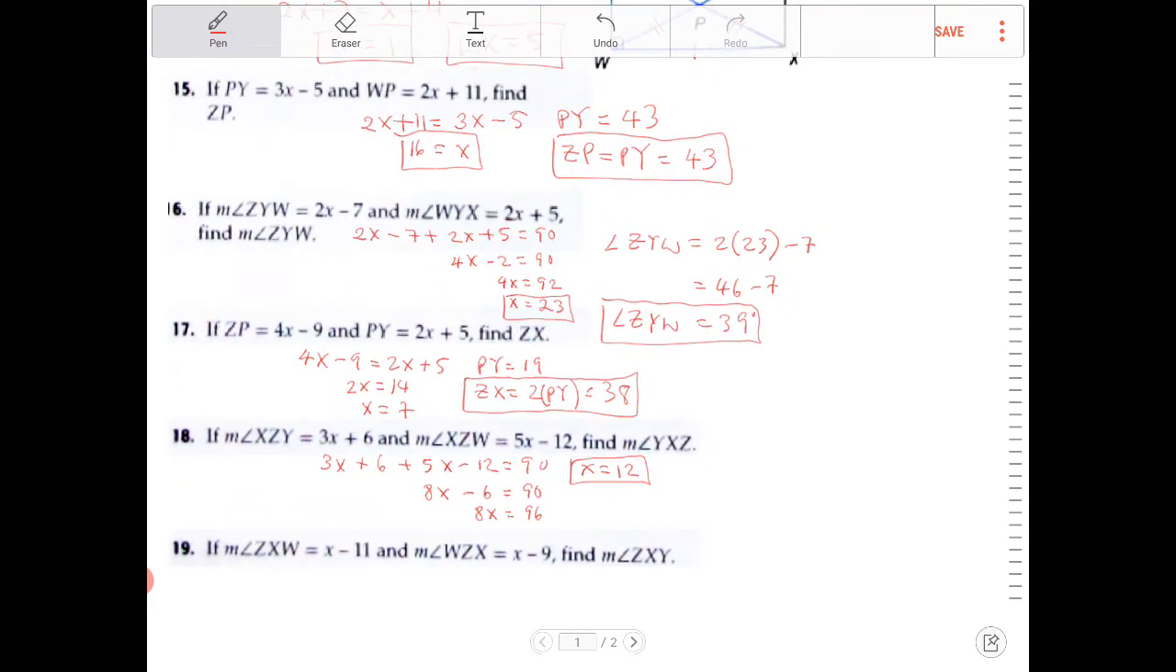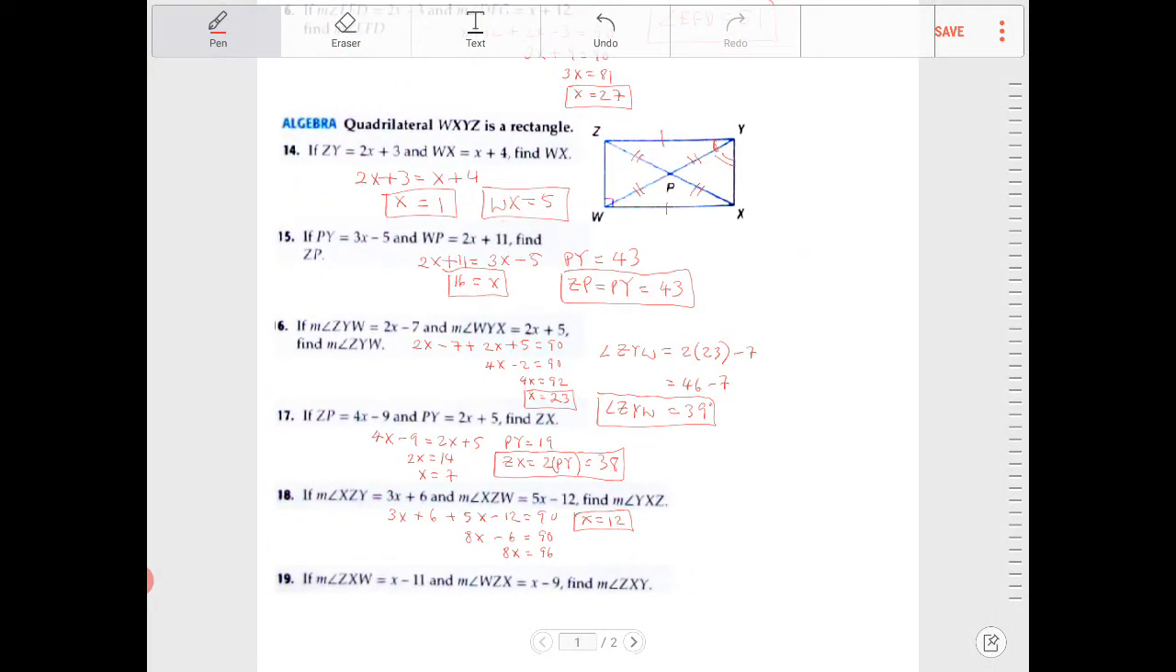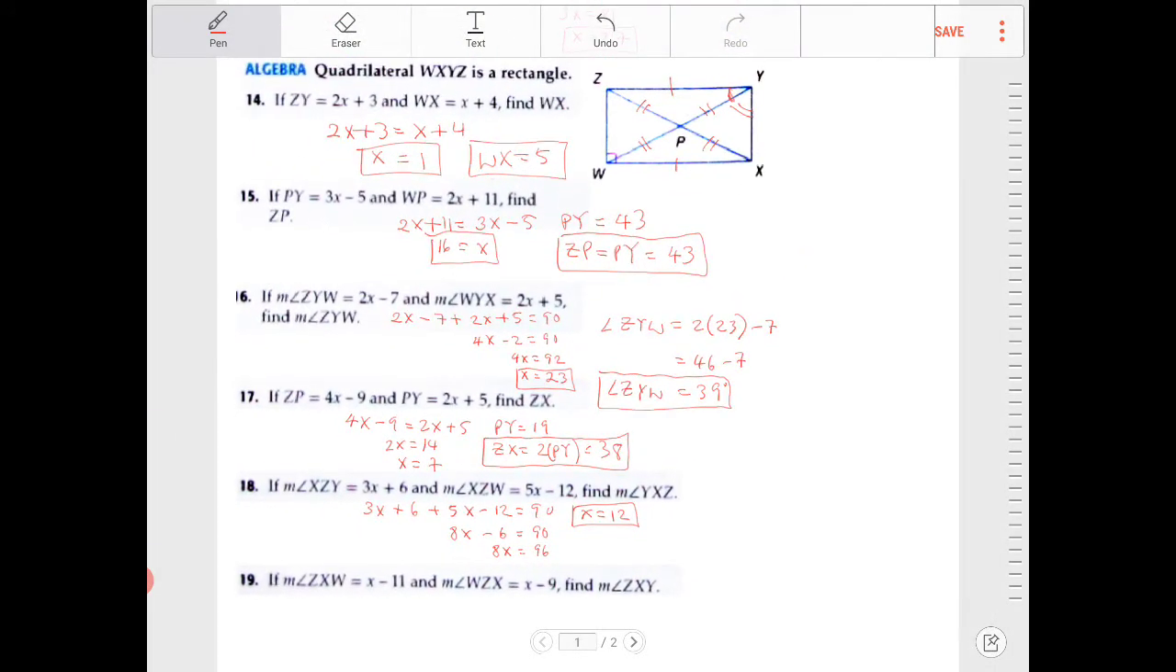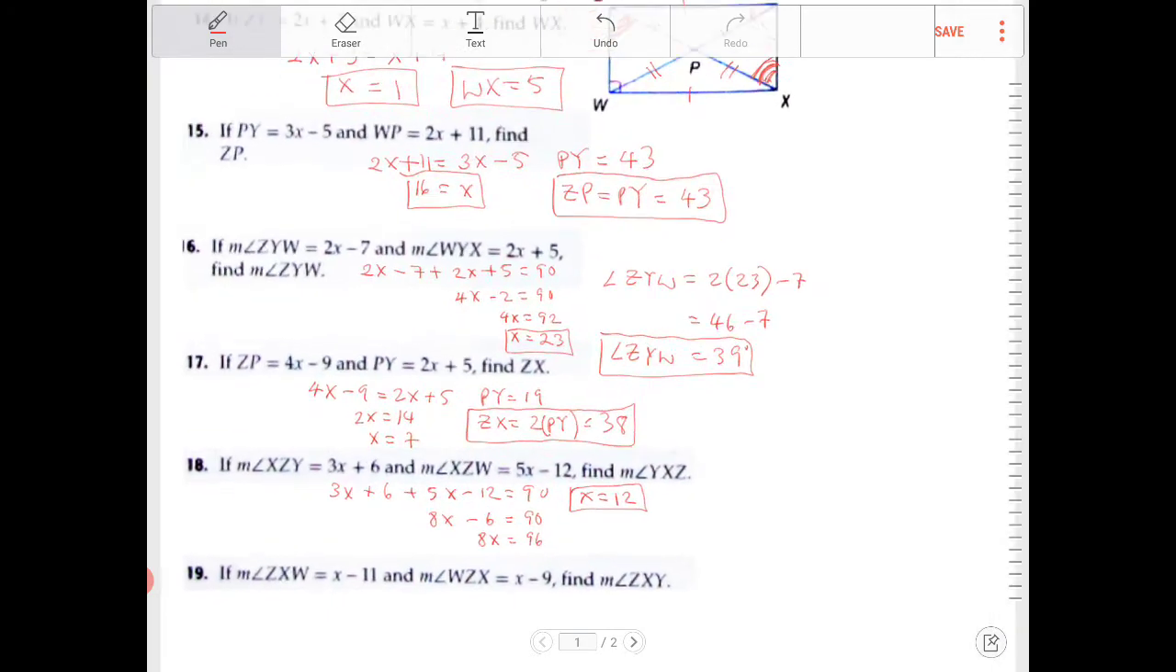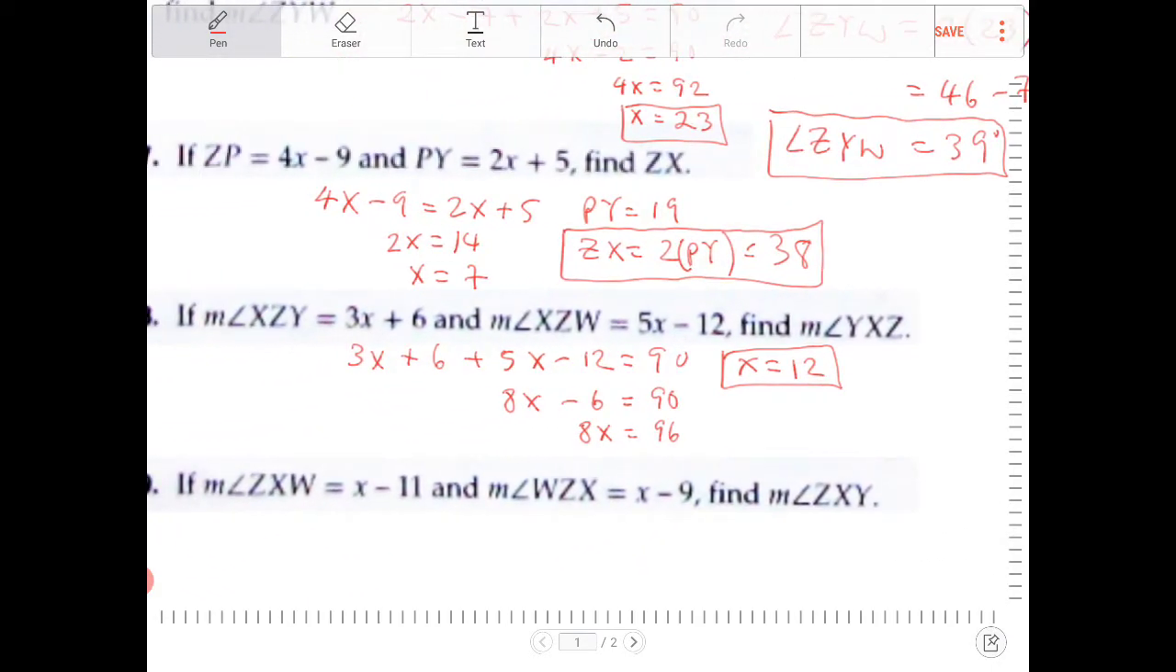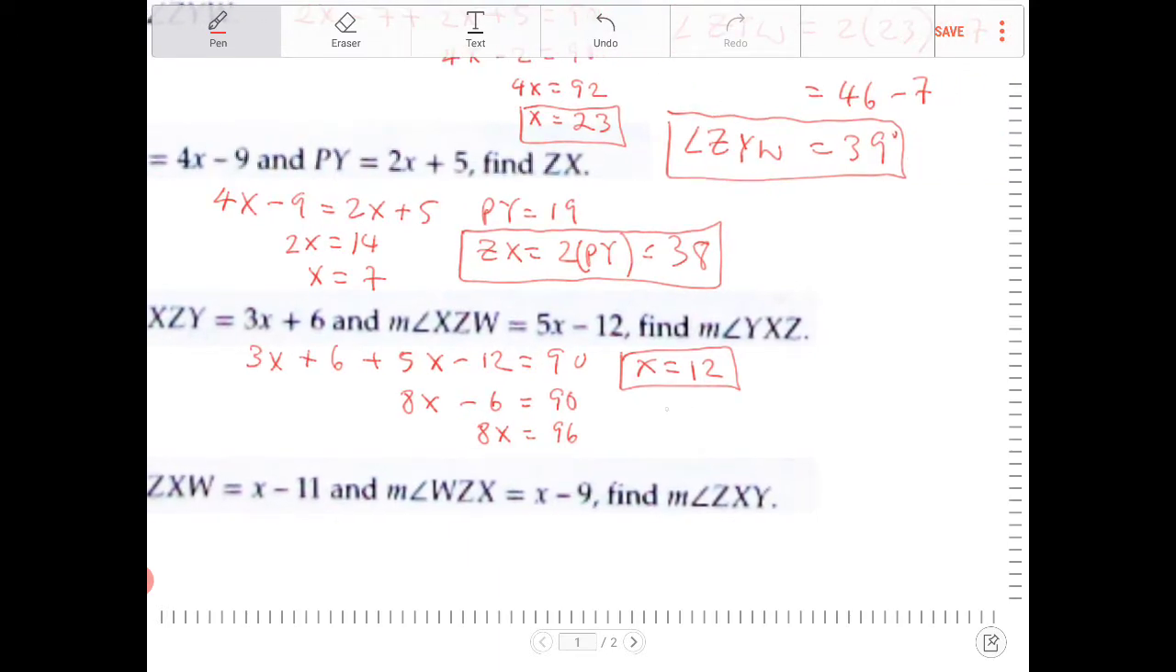Since x is equal to 12, I can then substitute. I'm asked to find out what angle YXZ is, right? YXZ, which is this angle over here, is going to be congruent to this one, XZW. So therefore, I take 12 and substitute it back into XZW. So angle XZW is equal to 5 times 12 minus 12, which is 48.